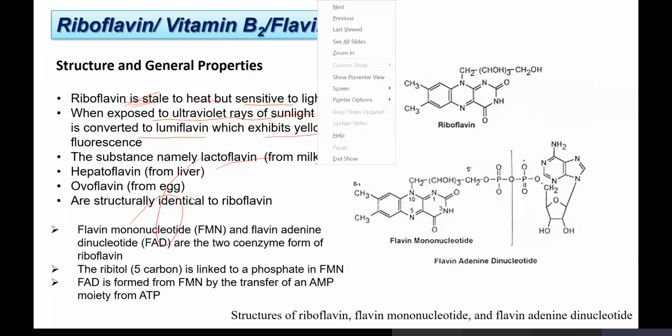Okay, flavin mononucleotide, that is FMN, and flavin adenine dinucleotide, that is FAD, are the two coenzyme forms of riboflavin. The ribitol, a 5 carbon unit, is linked to phosphate, you see this phosphate in FMN, flavin mononucleotide. FAD is formed from flavin mononucleotide by the transfer of an AMP moiety from ATP.